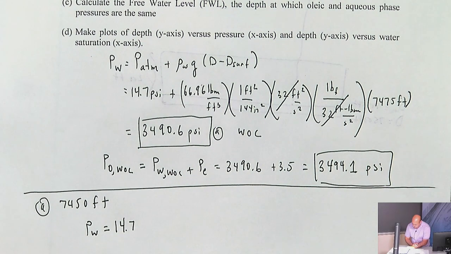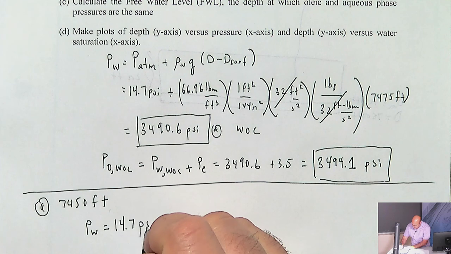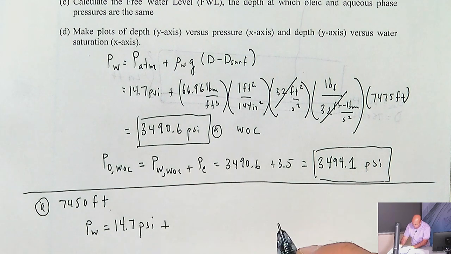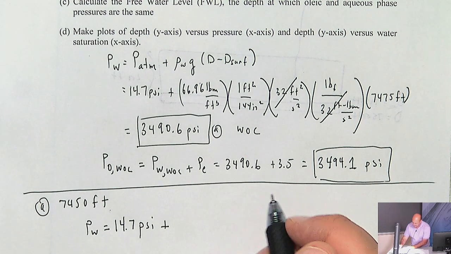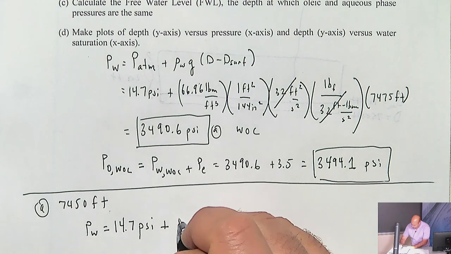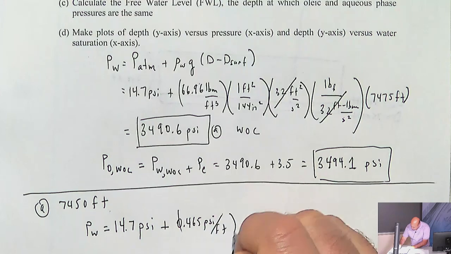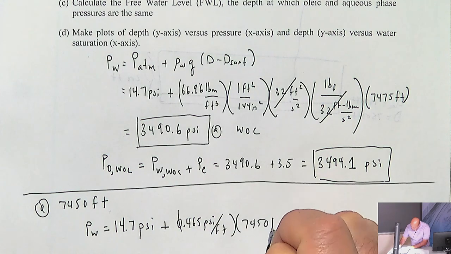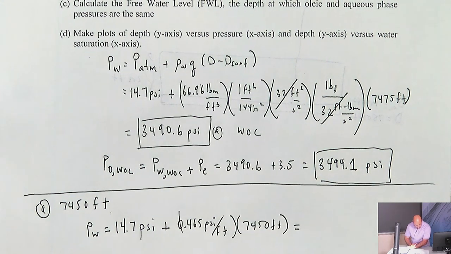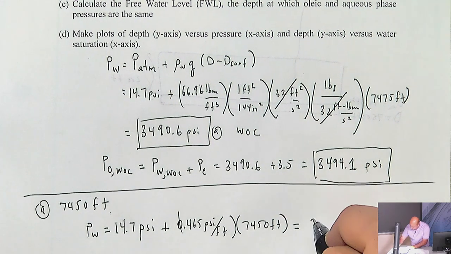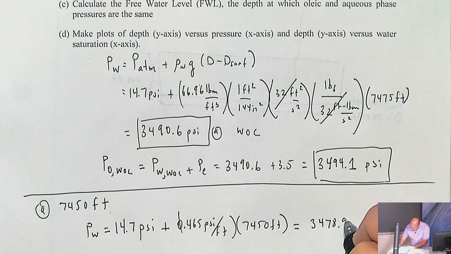So I think you got the 14.7. Yeah. And then if you just want to make it simple, we could put the 0.465 psi per foot times 7450 feet. And I got 3478.95 psi. Is that what everyone else got?